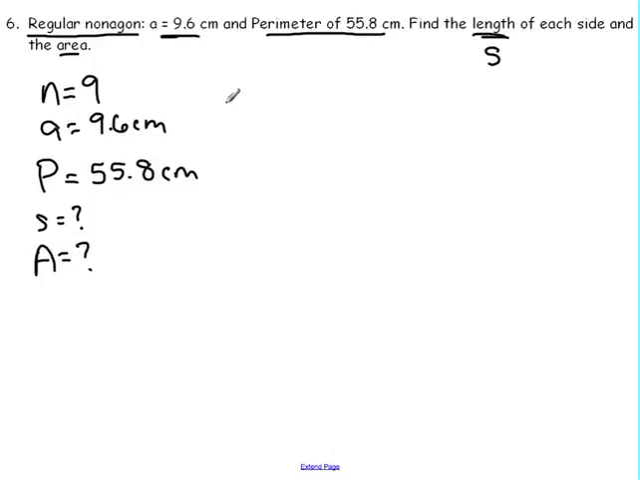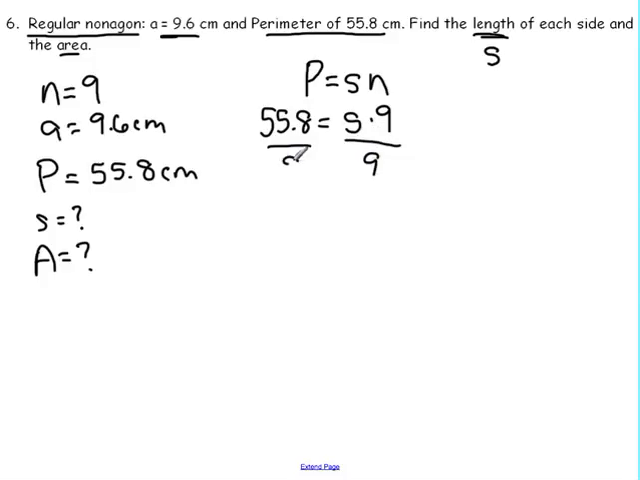So first off, since they gave me my perimeter, and I need to find a side length, I'll just say perimeter equals S times N. And I'll substitute in the things I know. So that's 55.8 equals my side length, that's S, and my N is 9. So I basically have 55.8 equals 9S. In order to get the S by itself, since it's multiplied by 9, the opposite operation is divide by 9. S is going to equal 55.8 divided by 9. That should give me 6.2. And I know my units have to be centimeters. All right, that's one of my answers.